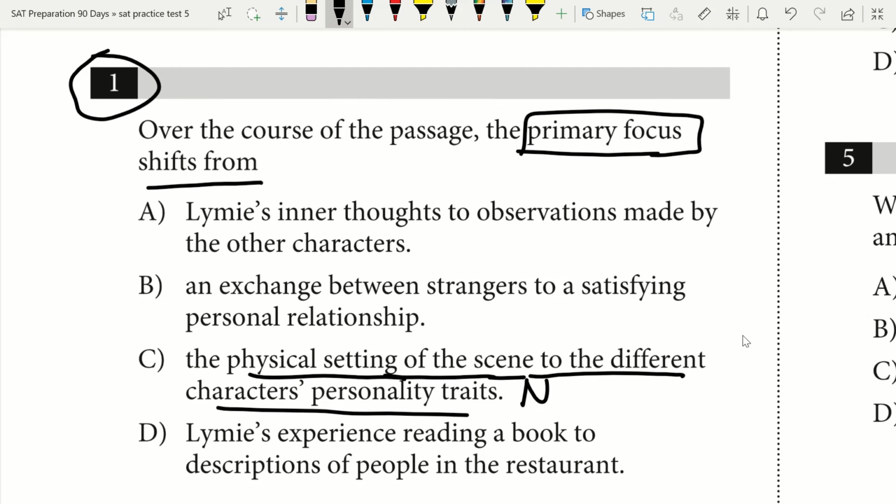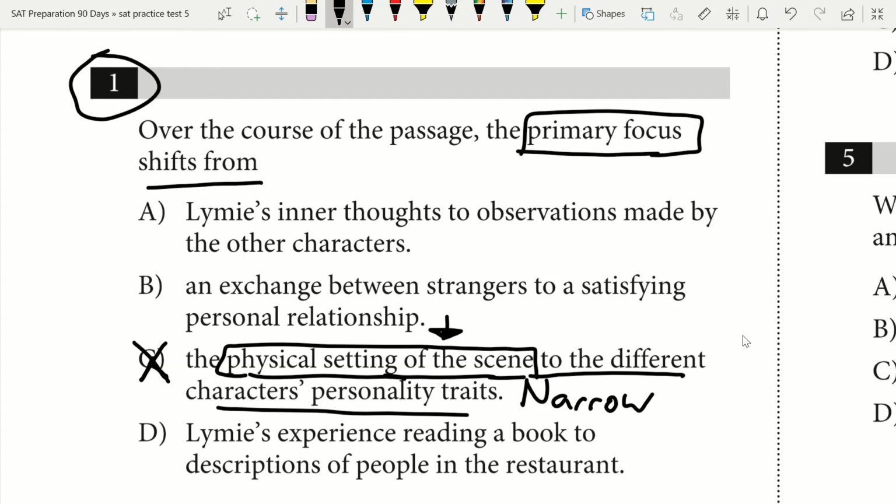So in the beginning, the primary focus is not the physical setting of the scene. Now, do we describe the physical setting of the scene? Yes, but we would be focusing too narrowly on that if we were going to pick C, and we would end up getting that one wrong. So we want to avoid focusing too narrowly on one part of the passage. When we're asked about the primary focus shifting over the course of the whole passage, we want to make sure that we're looking at the big picture of the passage. And the big picture means we're not focusing on one little detail. So we can go ahead and get rid of C.